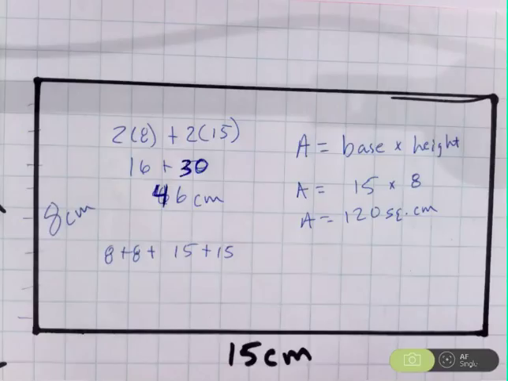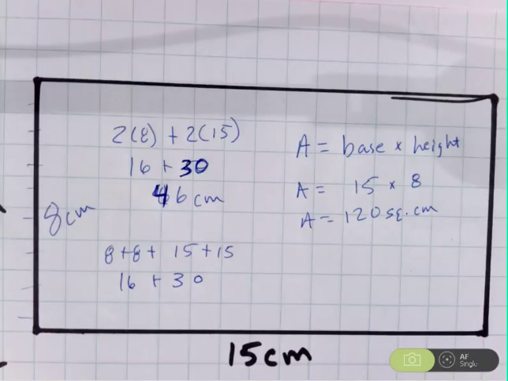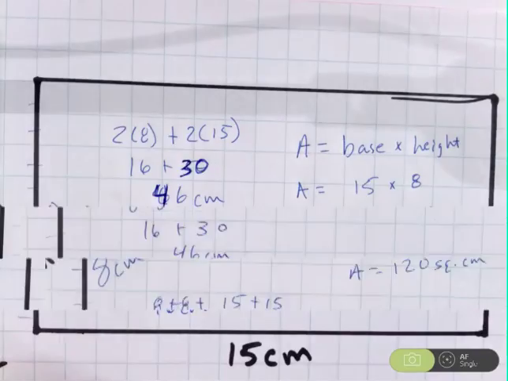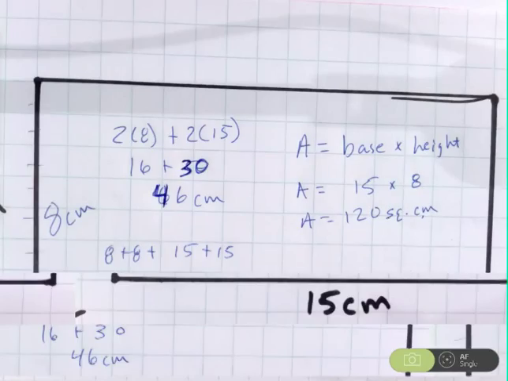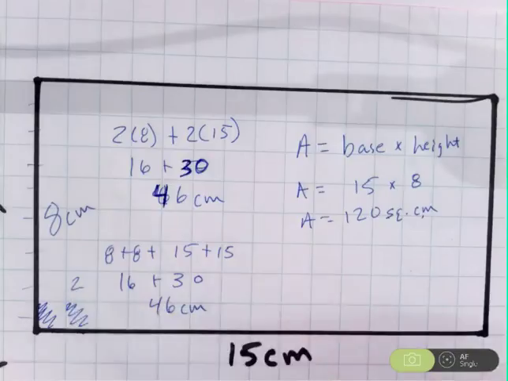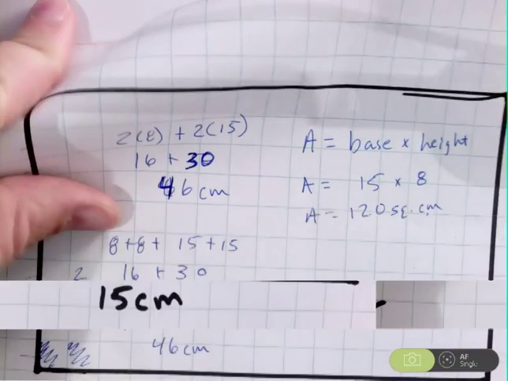46. So 8 plus 8, 16. 15 plus 15 is 30. So 16 plus 30, 46 centimeters. Now you notice on these, I'm not writing square centimeters because perimeter is a linear distance. We're not talking about how many of these square units that we need. All right, so that's pretty good for rectangles.